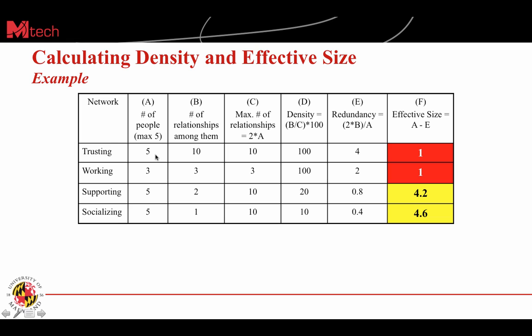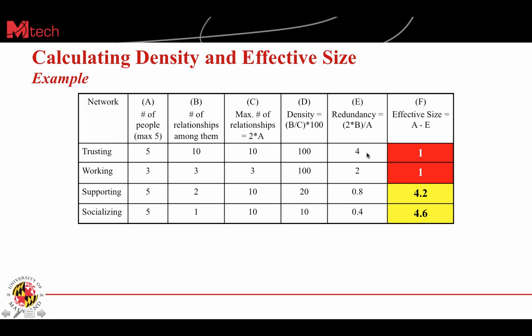We have 5 people. We have 10 lines that we drew. The maximum number of relationships is 2 times 5, which is 10. And when we look at the density, we divide B by C, the true measure of relationships divided by the maximum possible number of relationships, and that yields 1. 10 divided by 10 is 1, times 100, and we get the density of 100.